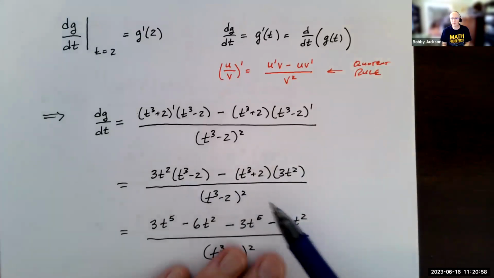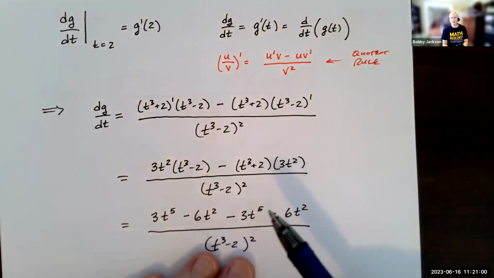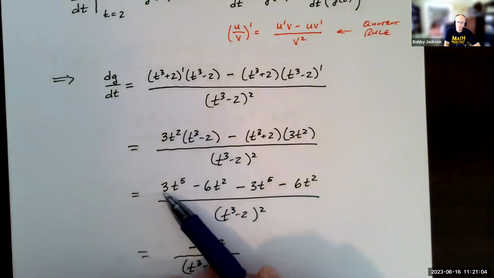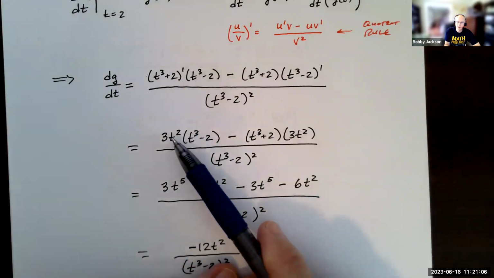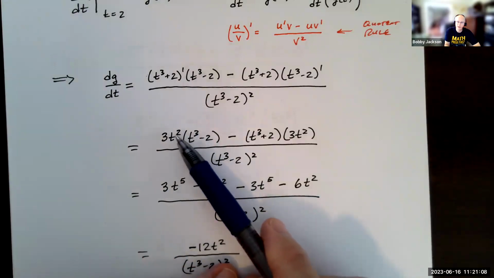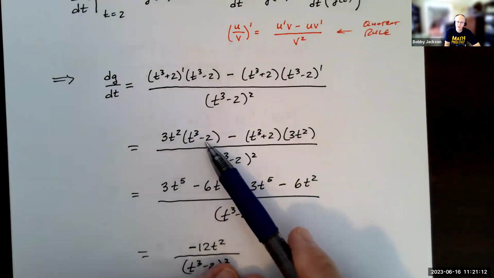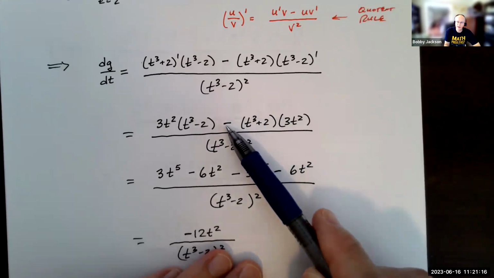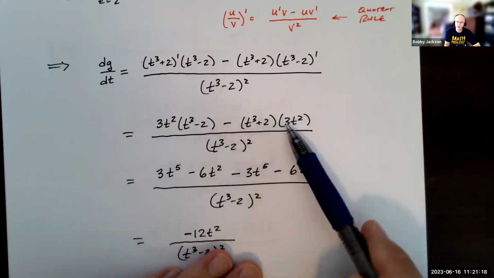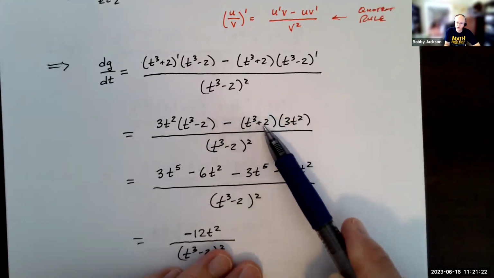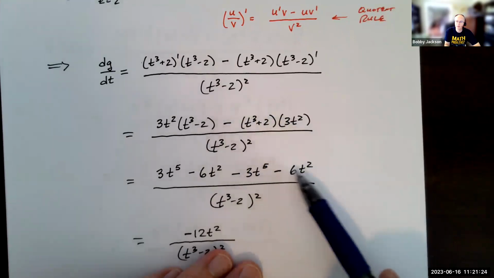So here's our derivative. Of course, it would be good to simplify this, and let's do that. Distribute the 3t squared through here. When I do this to the t squared times t cubed, I'm adding the exponents to get t to the 5th. 3t squared times 2 is 6t squared, and it's minus here. Be careful with the minus sign here. I've got minus t cubed times 3t squared is minus 3t to the 5th, and minus 2 times 3t squared is minus 6t squared.